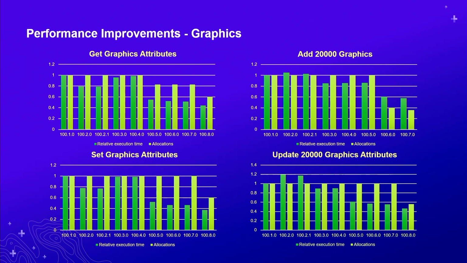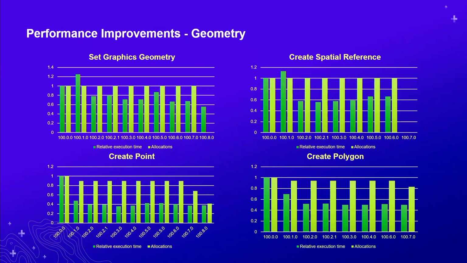We have another example here of working with geometry. You can, for instance, see how creating points went down pretty quickly early on, and now allocations for creating a point have gone down by around 60%. In the first chart, it looks like a whole bar is missing with update 8, but it's actually because we went completely allocation free. There's no memory allocation for setting a graphic's geometry, apart from, of course, creating the geometry.